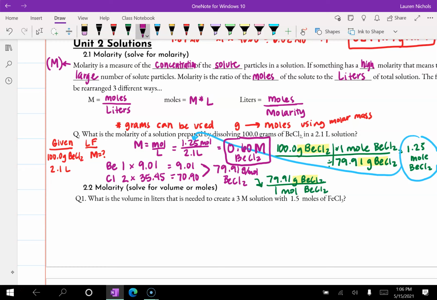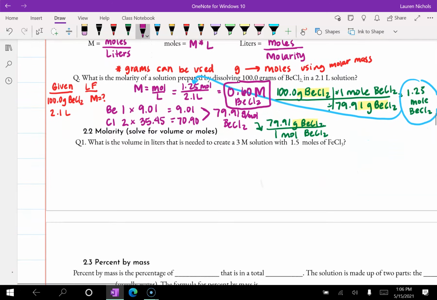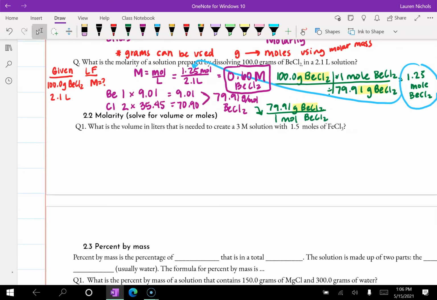Now, that's just solving for molarity. If they give you the moles, then you don't have to do the molar mass in the T-chart. You just do moles divided by liters. But if you are not given moles first, you have to change your grams into moles before plugging it in to your formula. And now we can look at the second skill in Unit 2, which was solving for either volume or moles.